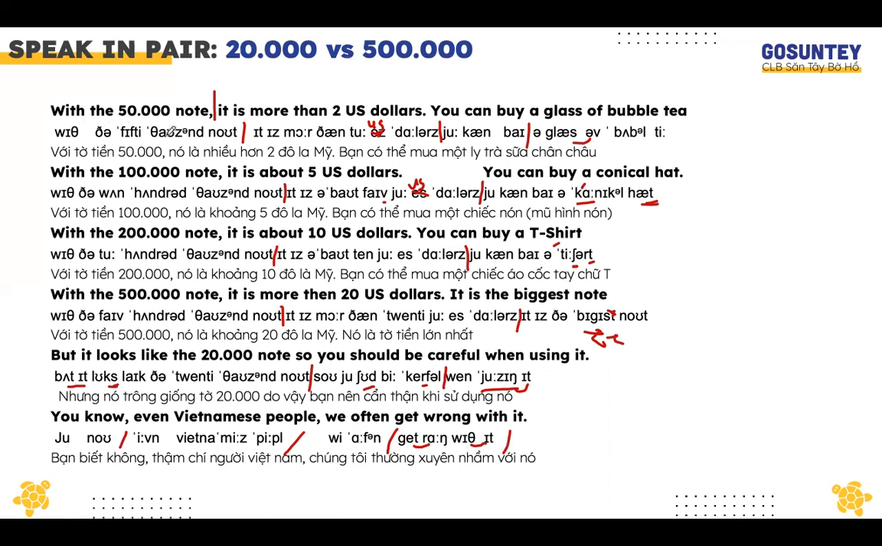Now, with the 50,000 note, it is more than $2. You can buy a glass of bubble tea. With the 100,000 note, it is about $5. You can buy a conical hat. With the 200,000 note, it is about $10. You can buy a t-shirt. With the 500,000 note, it is more than $20. It is the biggest note, but it looks like the 20,000 note, so you should be careful when using it. You know, even Vietnamese people, we often get wrong with it.